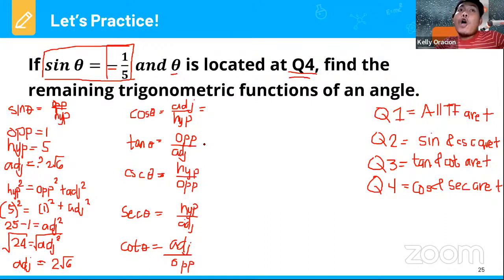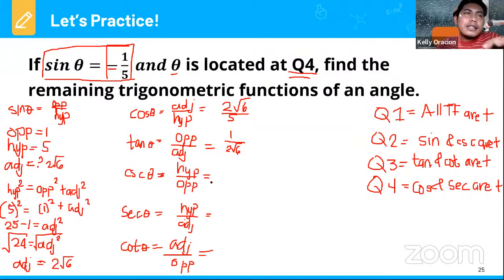Kompleto na. We already have the opposite, the adjacent, and the hypotenuse. So what we will do here is substitute. The value of our adjacent is 2 square root of 6, and the hypotenuse is 5. For the opposite, it's 1. The adjacent is 2 square root of 6.